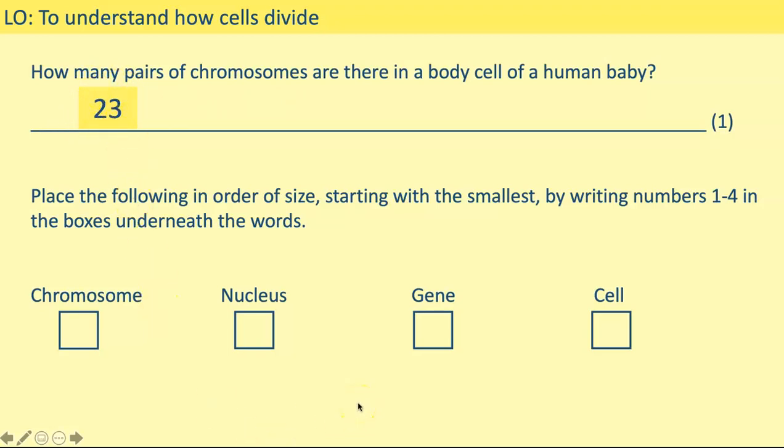Then we have to put the following in order of size. We're starting with the smallest for number 1 and the biggest will be number 4. So first we have the gene, followed by the chromosome. Remember, a gene is a section of a chromosome. We've then got the nucleus, which contains the chromosomes, and the cell, which contains the nucleus.